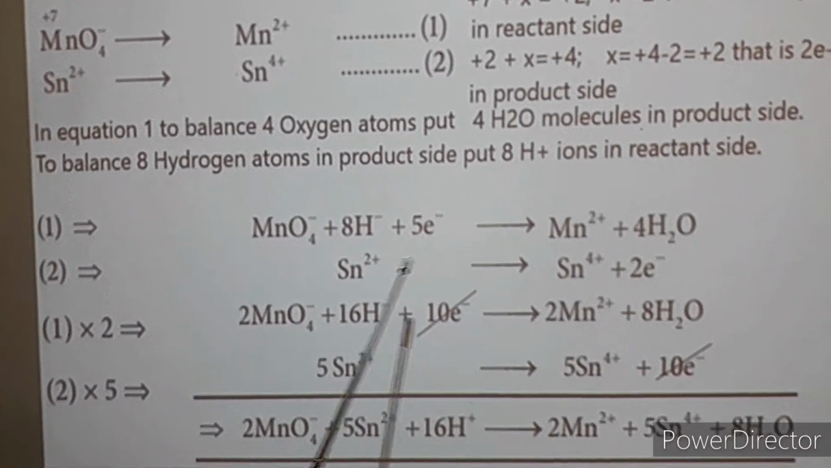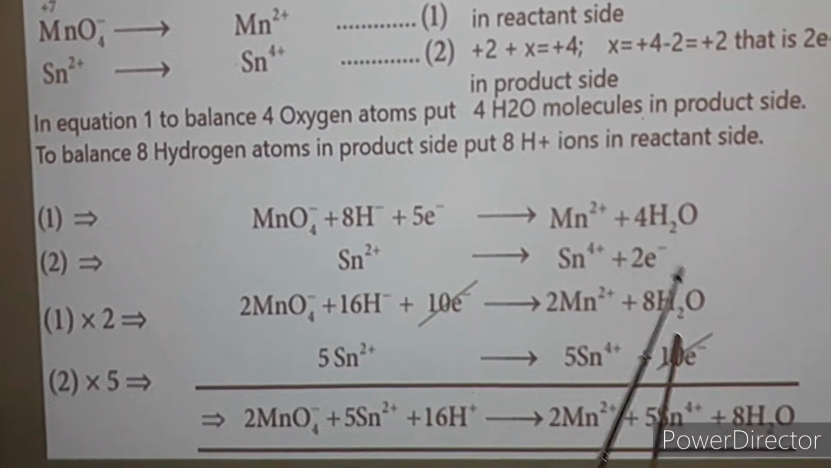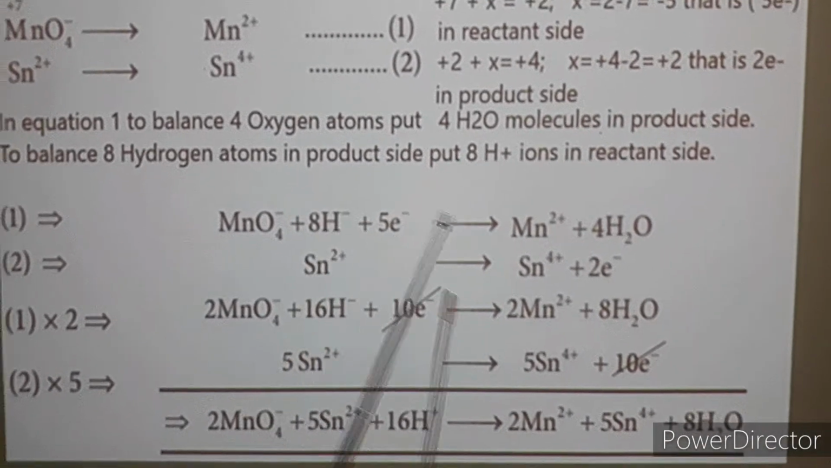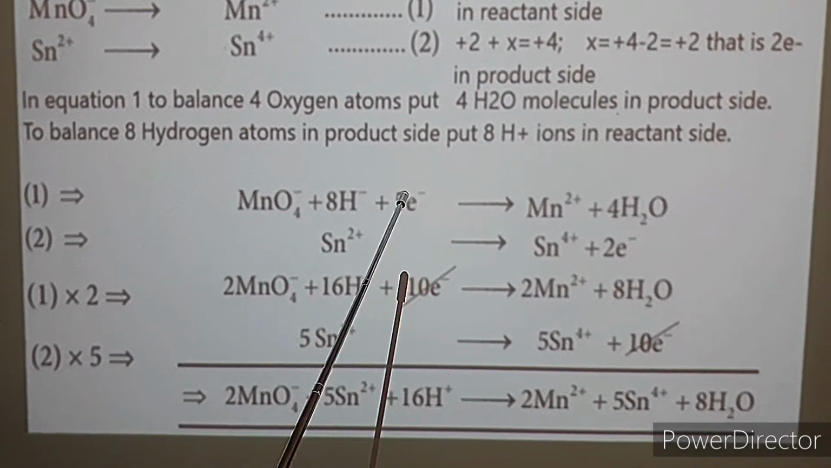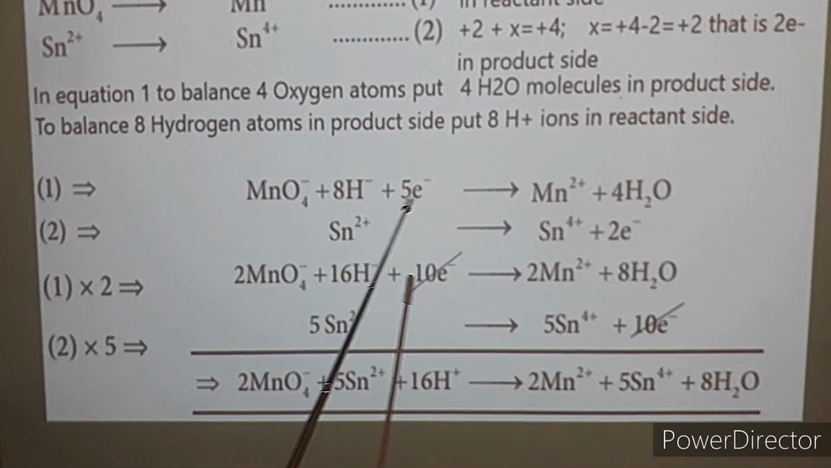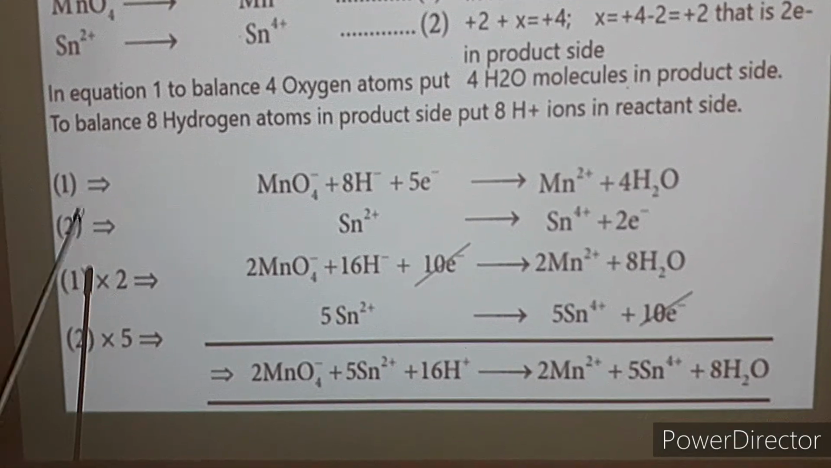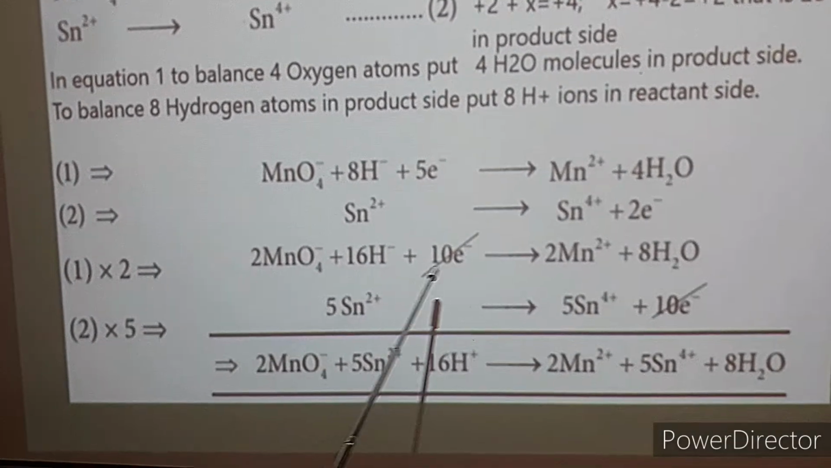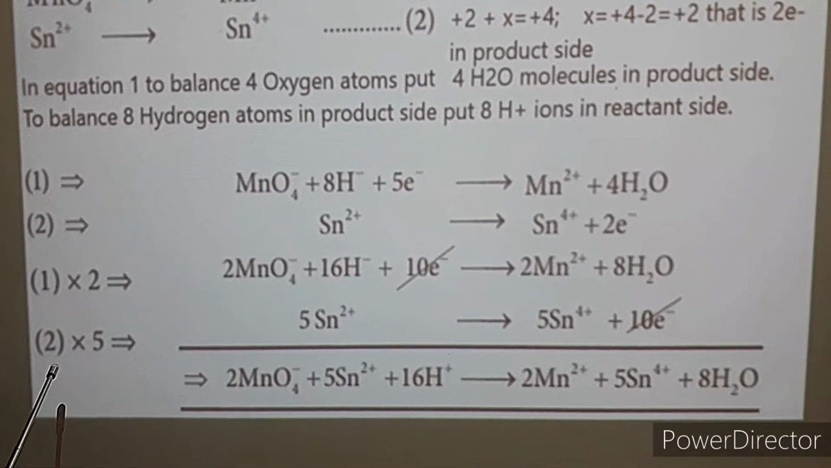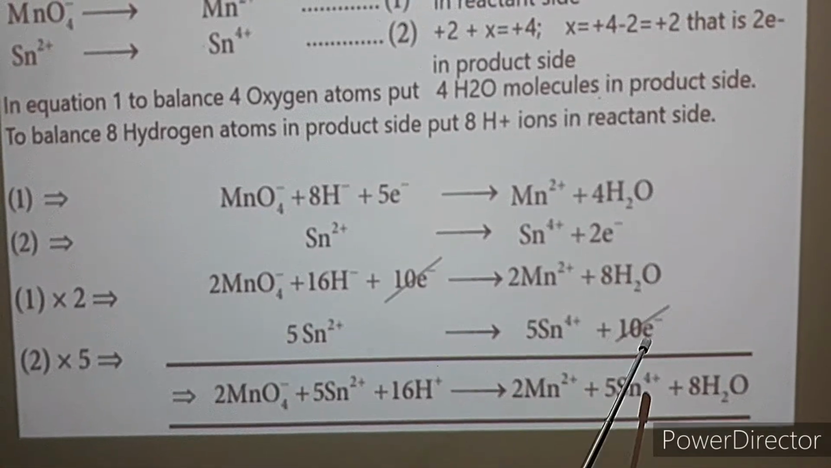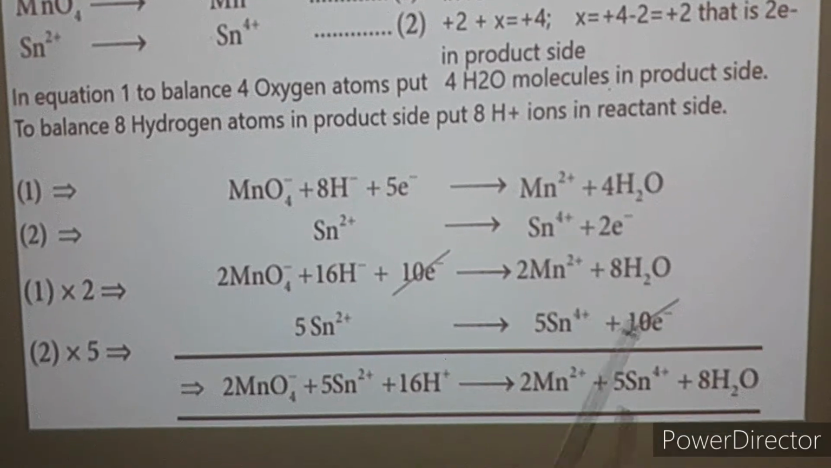Now see the equation. Here 5 electrons, here 2 electrons. So we have to cancel these electrons. We have to make the number the same. So the first equation is multiplied by 2, so that we get 10 electrons. Then the second equation is multiplied by 5, and we get 10 electrons here, so that they cancel each other.